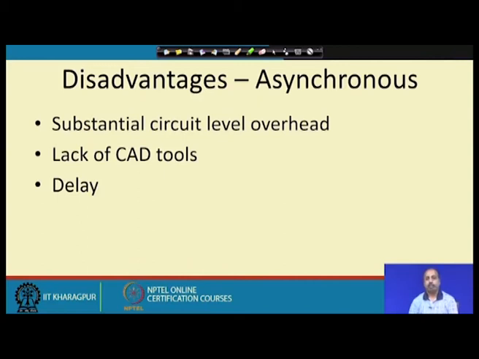And then the set of CAD tools for asynchronous design. We do not have very good CAD tools available so far. So, that is the other problem. And delay: you have to match the delays between two stages. If both the stages are asynchronous in nature, you need to match the delay between the two stages, and that also becomes a concern. So, delay becomes a concern.